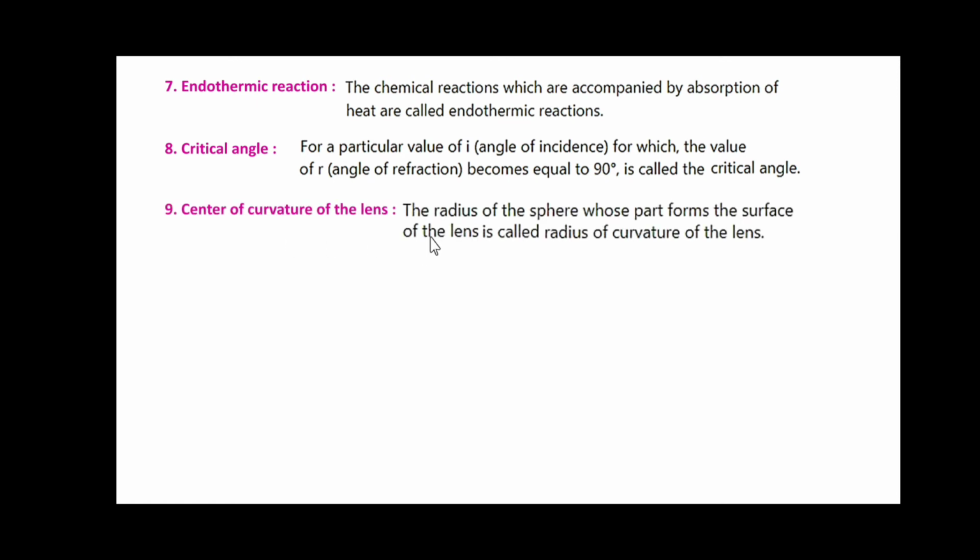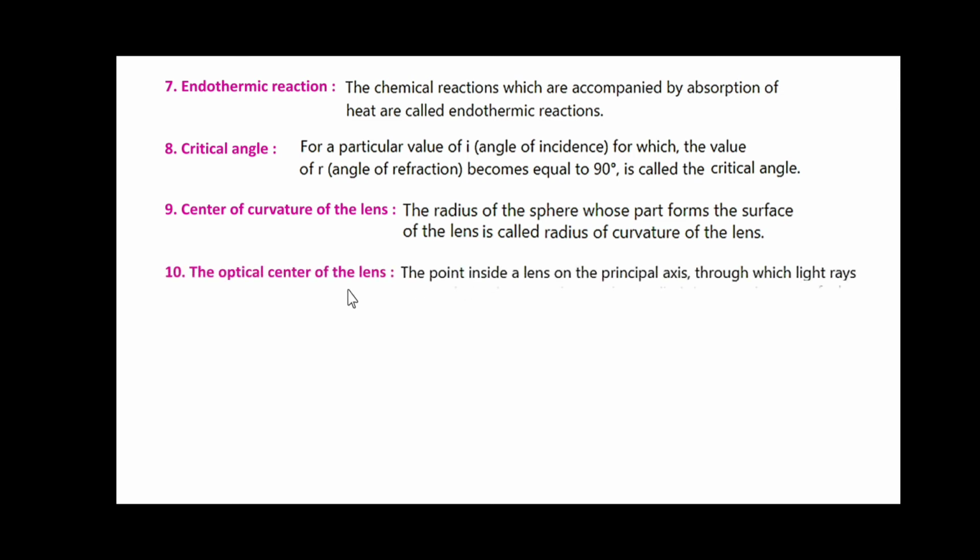Center of curvature of the lens. The radius of the sphere whose part forms the surface of the lens is called the radius of curvature of the lens. Next, the optical center of the lens. The point inside a lens on the principal axis through which light rays pass without changing their path is called the optical center of a lens.